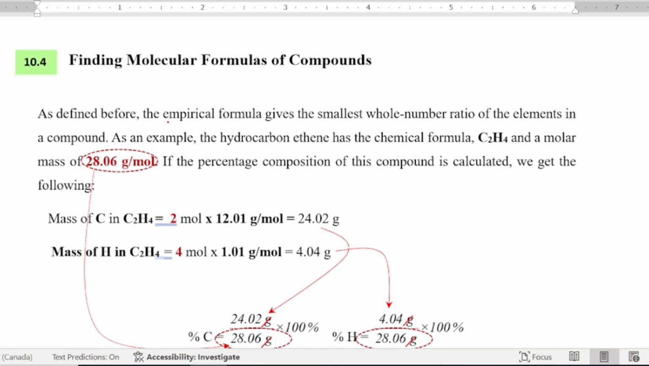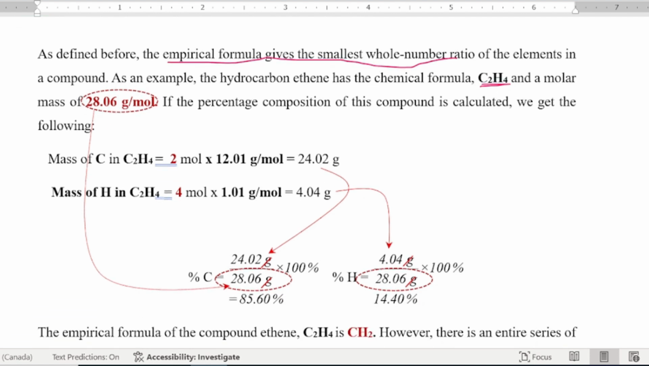The empirical formula gives the smallest whole number ratio of the elements present in the compound. Now look at this hydrocarbon. This is ethene, or ethylene. Ethylene has a molar mass of 28.06 grams per mole. How can its empirical formula be found?